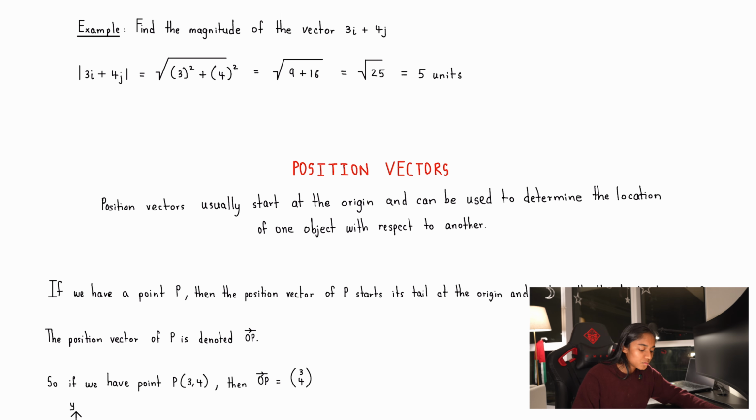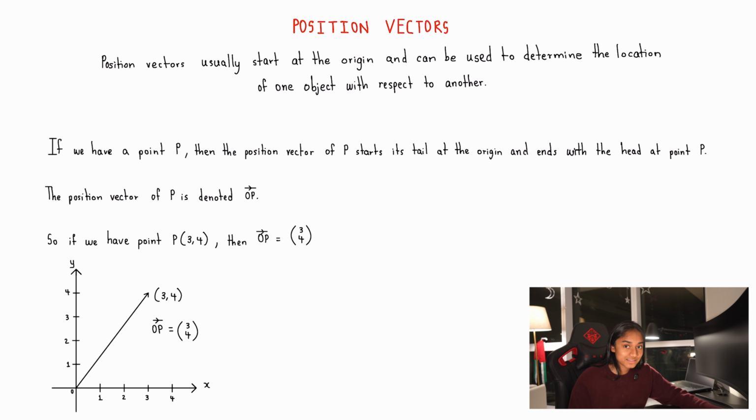Okay? Now we're going to learn about position vectors. And this is where it gets a little more serious. So position vectors usually start at the origin and can be used to determine the location of one object with respect to another. If we have a point P, then the position vector of P starts its tail at the origin and ends with the head at the point P.